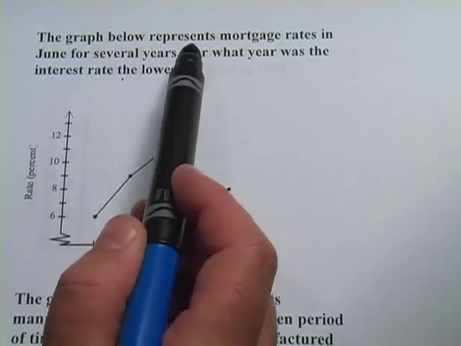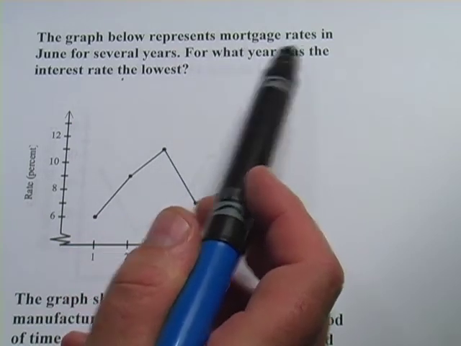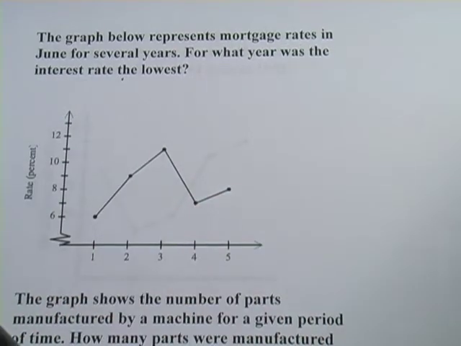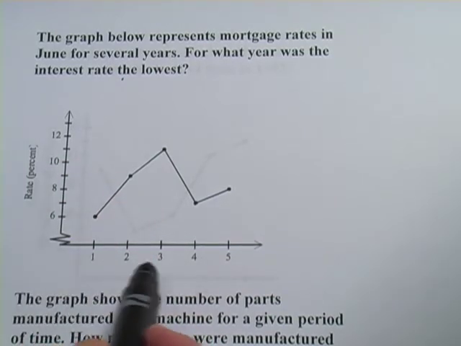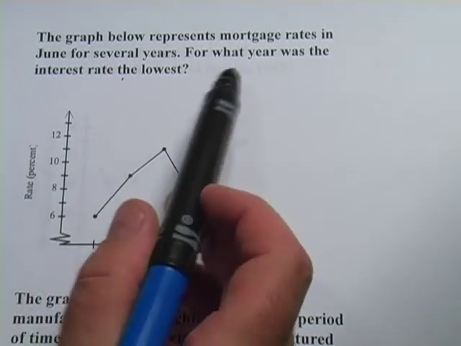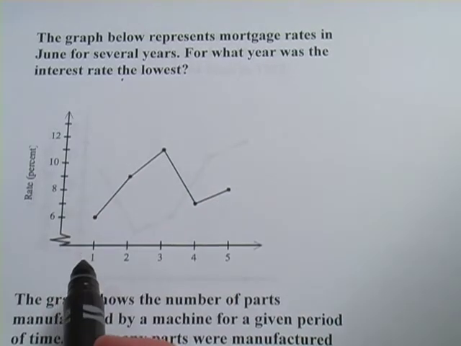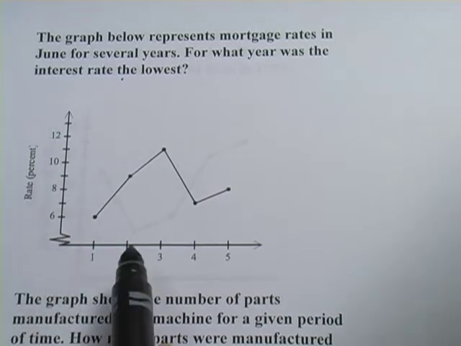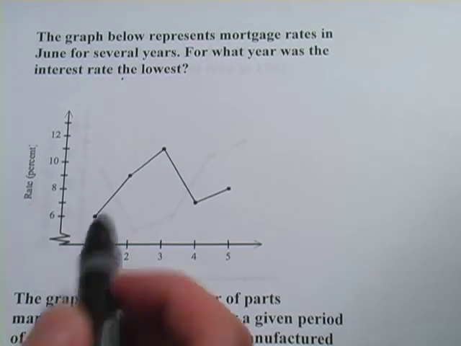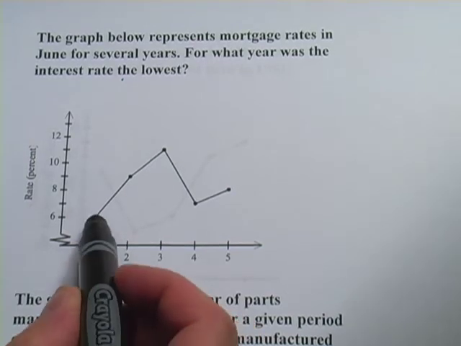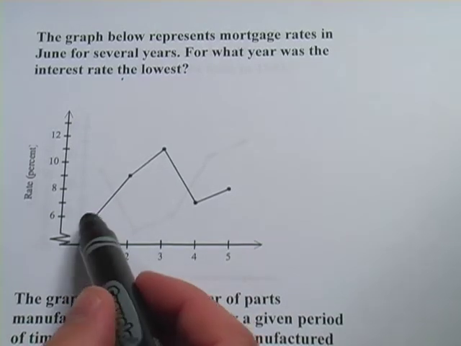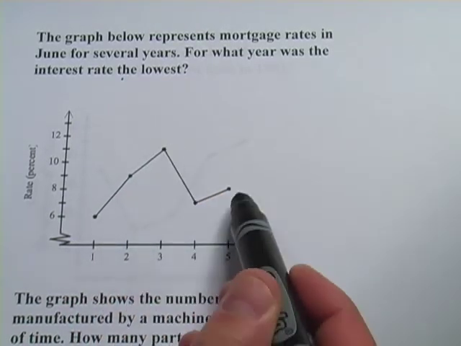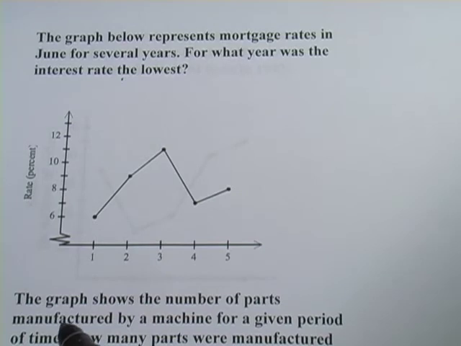It says the graph below represents mortgage rates in June for several years. So these are the rates, these must be the years, year 1, year 2, year 3. For what year was the interest rate the lowest? Maybe this seems pretty easy to you. All you have to do is find the point here. There are several points that represent when they took the measure in year 1, year 2, year 3, year 4, and year 5. You have to find the one that is the lowest.